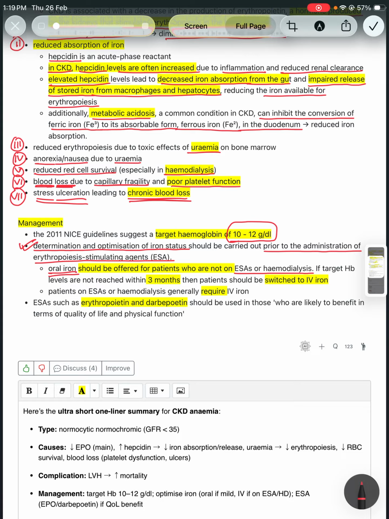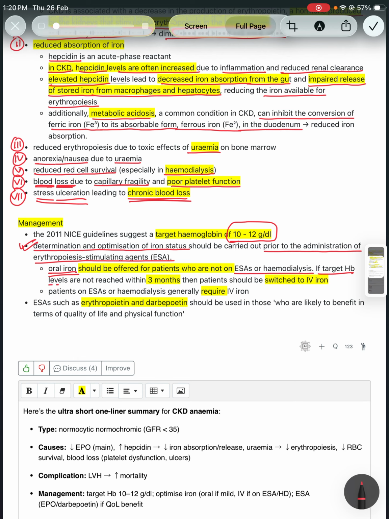Oral iron should be offered for patients who are not on erythropoiesis stimulating agent or hemodialysis. If target hemoglobin is not reached within 3 months, then the patient should be switched to IV iron.